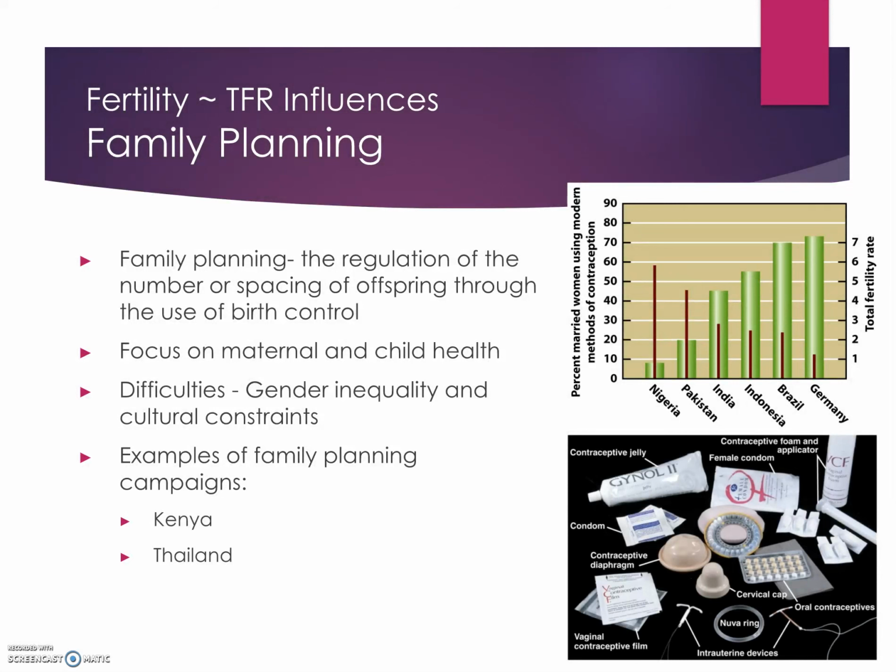Fertility. If we're looking at total fertility, what goes into family planning? It's the regulation of the number and the spacing of offspring through the use of birth control. We focus on maternal and child health. The difficulties are gender inequality, as family planning deals with females. As family income increases, people have fewer children because you have more education and affluence. You also have a higher age at first reproduction, so people wait longer. They're in school and college before they have their first child, and so you have a fewer number of children in your lifetime.